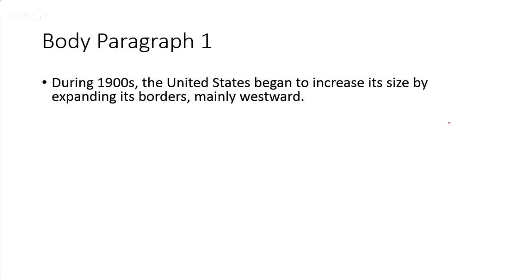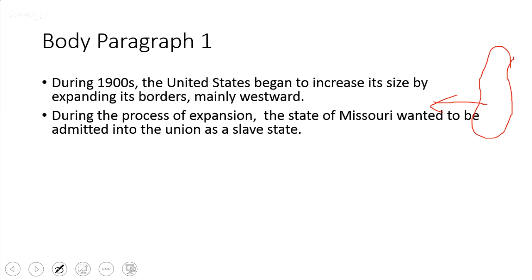First, during the 1800s, the U.S. began to increase its size by expanding its borders, mainly westward. Of course, because they started from the east, remember? The 13 colonies, and then they started to expand to the west. During the process of expansion, the state of Missouri wanted to be admitted into the Union as a slave state. So when they expand, Missouri is coming, but they say, hey, we want to come, but we want to keep our slavery. Do you agree or not?